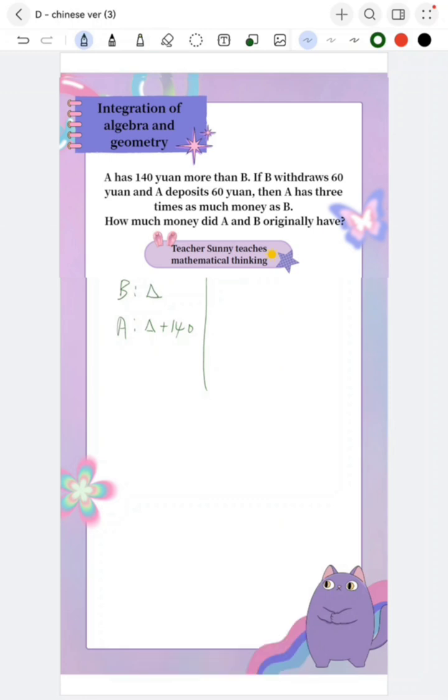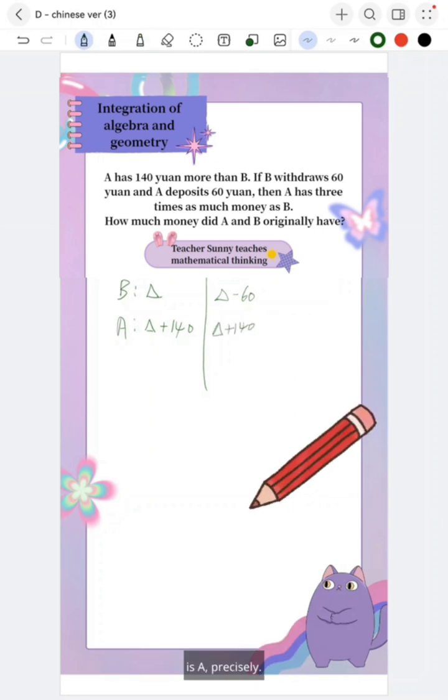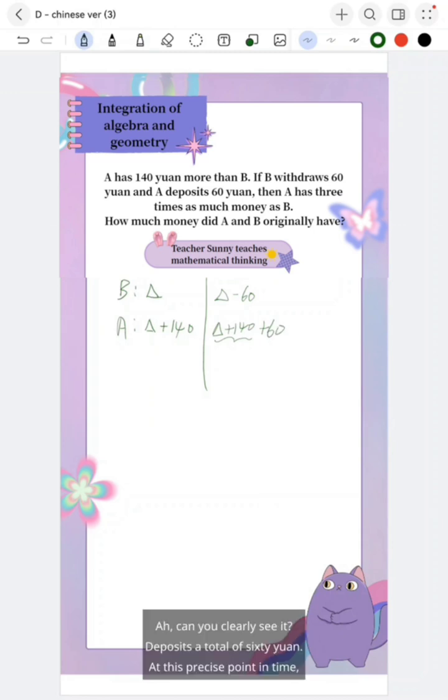That is, if B withdraws 60 yuan, and A is this one. Yes, this is A. It deposits 60 yuan. Can you see it? It deposits a total of 60 yuan. At this point in time, A is exactly 3 times B.